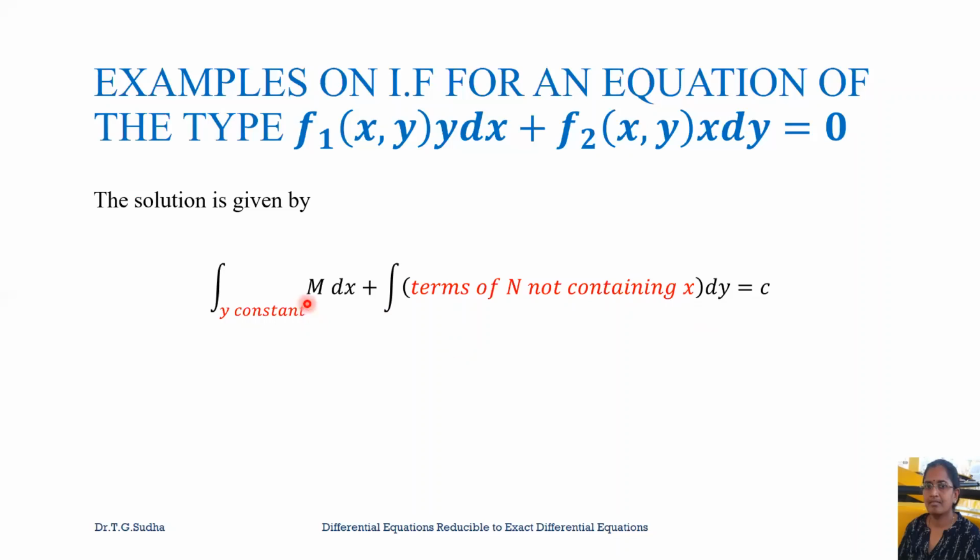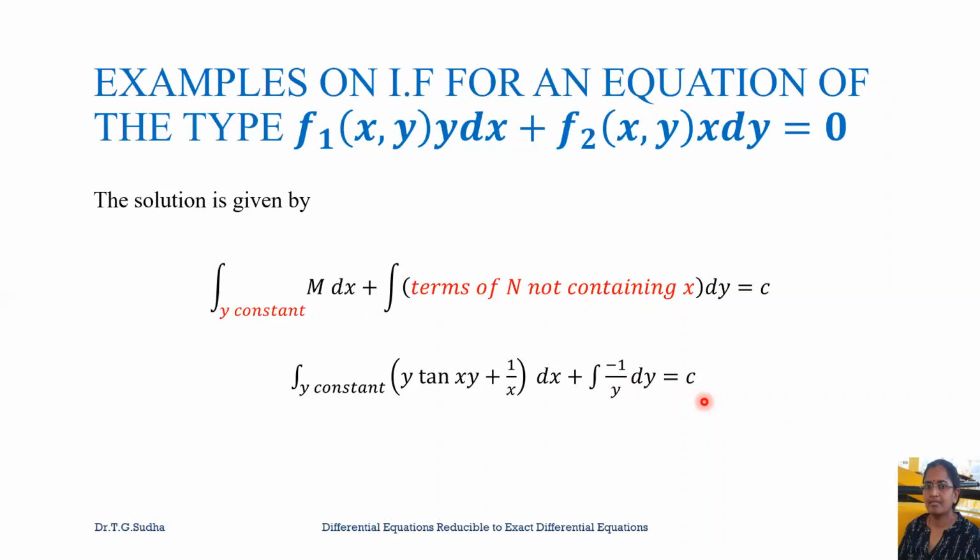Here we need to remember that M and N are the factors of dx and dy obtained after multiplying by the integrating factor. So let us substitute for M, that is (y tan of xy plus 1 by x) into dx, keeping y constant, plus integral minus 1 by y dy equal to c.